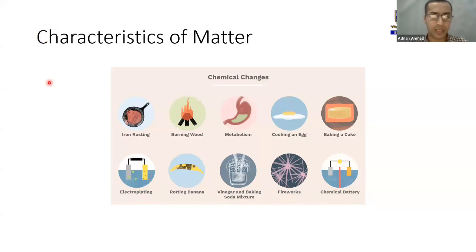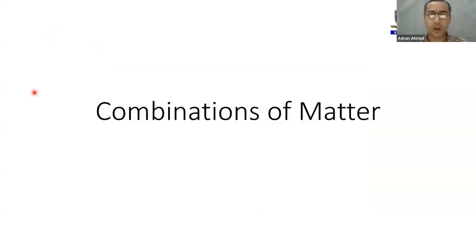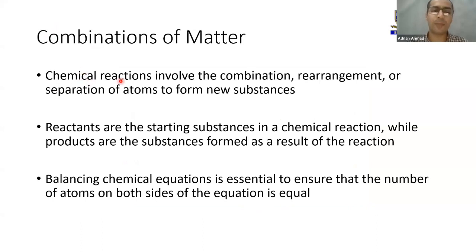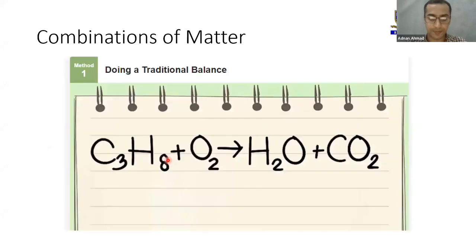Okay, so let's move towards our next topic. Combination of matter. Chemical reactions involve the combination, rearrangement, or separation of atoms to form new substances. Reactants are the starting substances in a chemical reaction, while products are the substances formed as a result of the reaction. Balancing chemical equations is essential to ensure that the number of atoms on both sides is equal. This is important, right? On the left-hand side we have reactants, and on the right-hand side we have products.